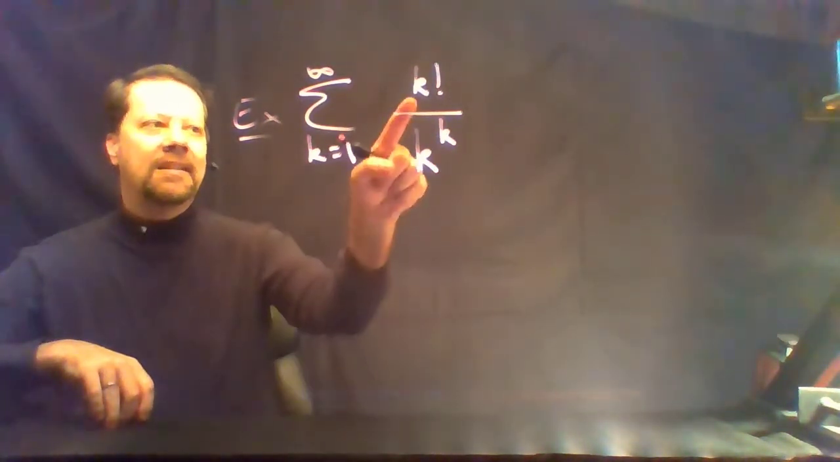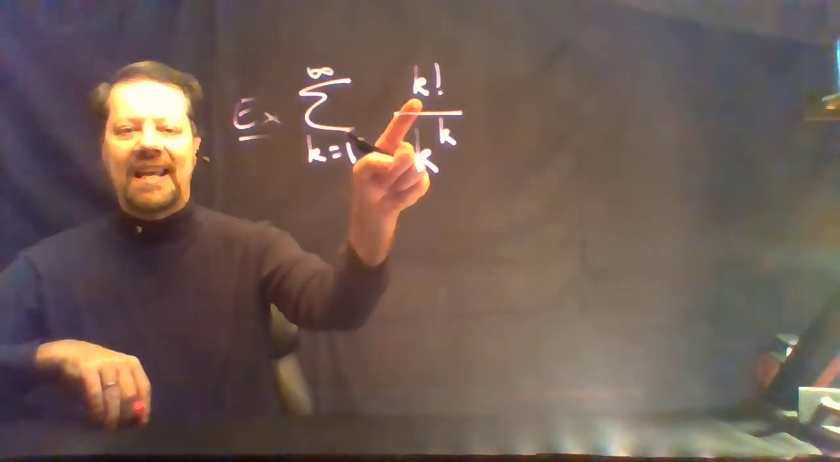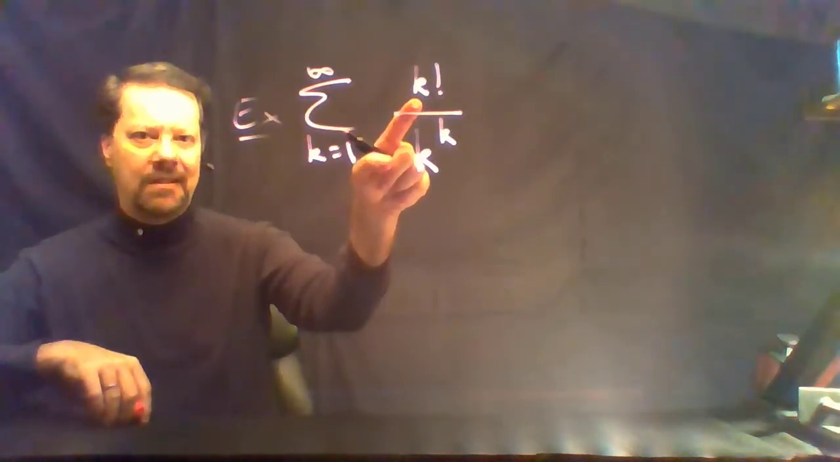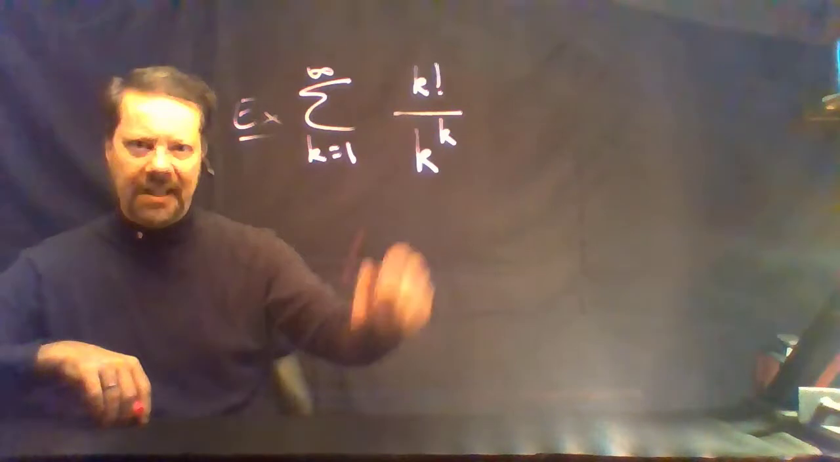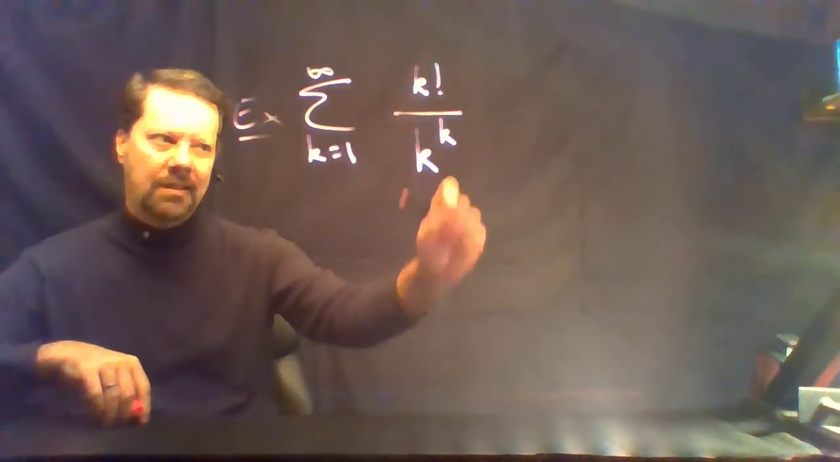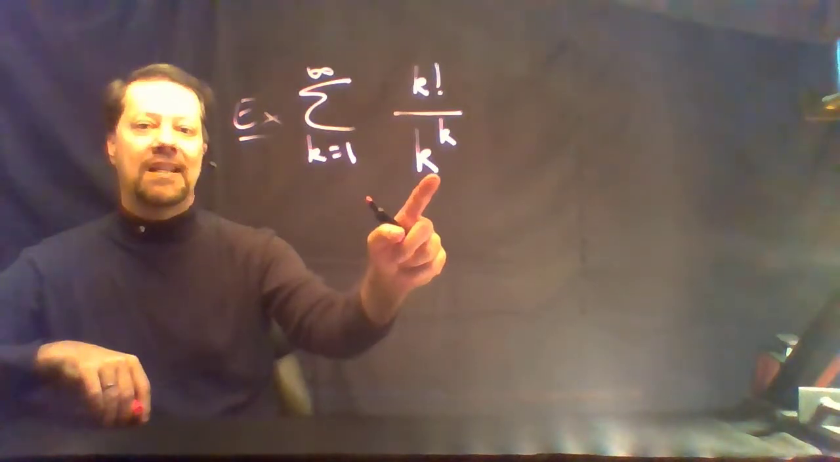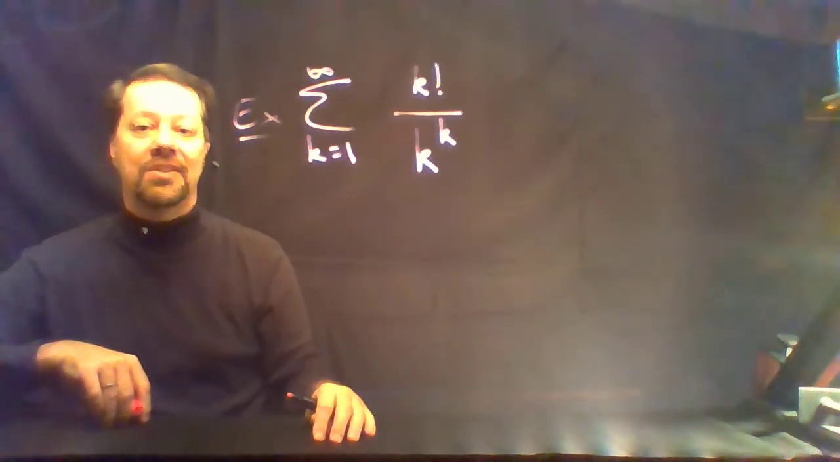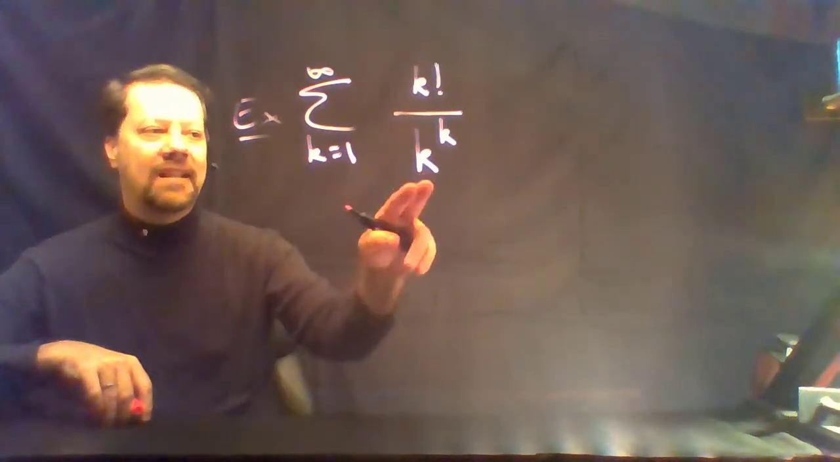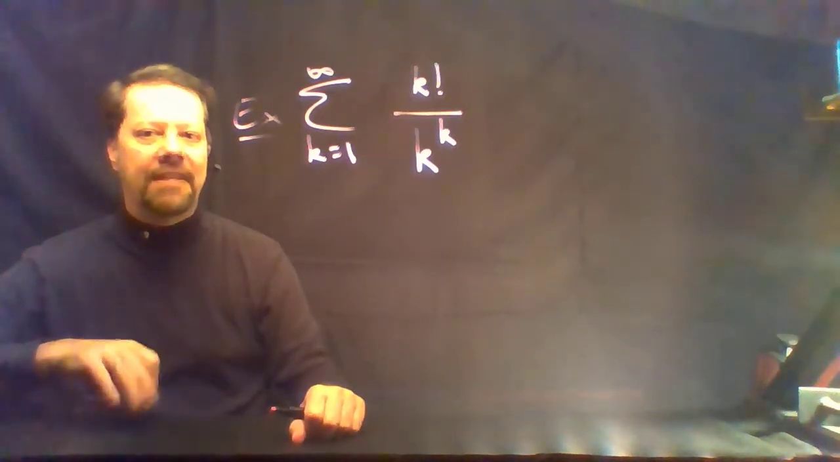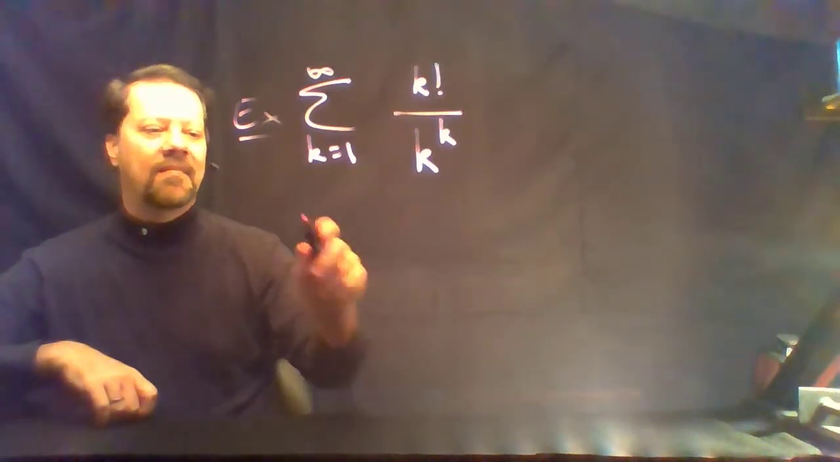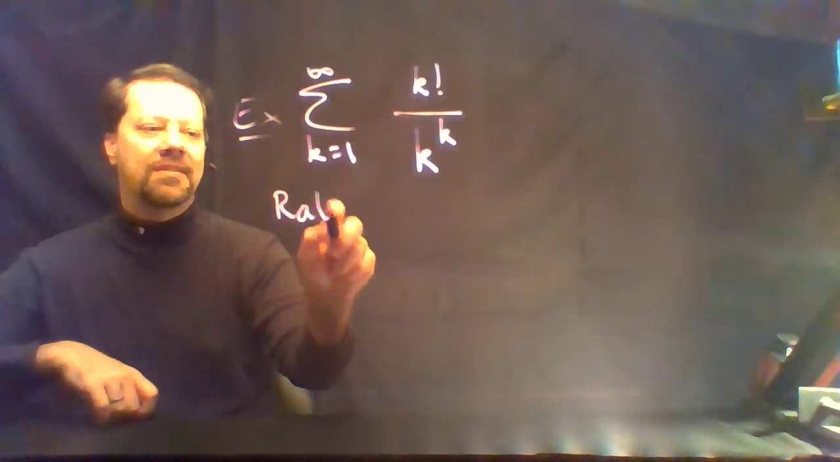If you think about it, k factorial is k times a smaller number, k minus 1, times a yet smaller number, k minus 2, and so on down to 1. Whereas k to the k is k times k times k, and it gives you k factors of just k. K to the k growth will be faster. Let's apply the ratio test.